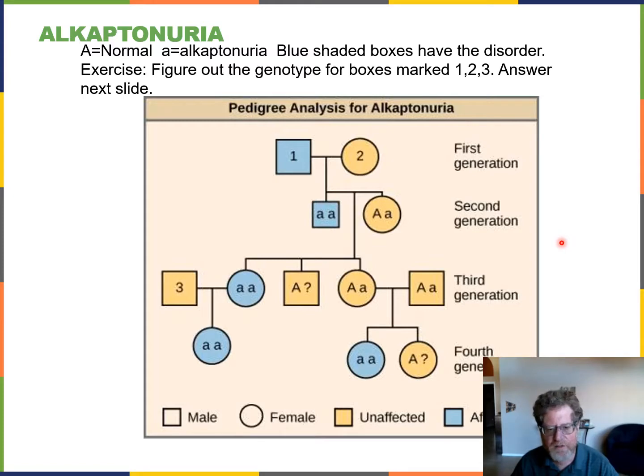Okay, so here's your problem. This is showing first generation, second generation, third generation, fourth generation. Okay, the blue are alkaptonuria, a recessive disorder. And they say, what's number 1? What's number 2? What's number 3? So based on the offspring of the parents, can you figure out their genetics? Okay, I'll give you a minute, and then we'll look at the next slide and explain the answer.